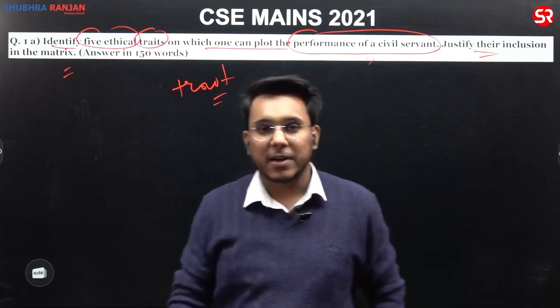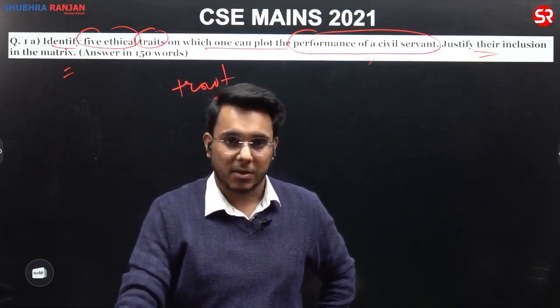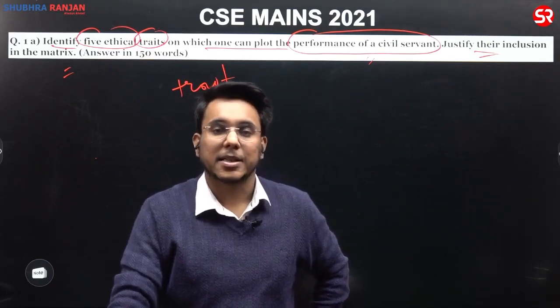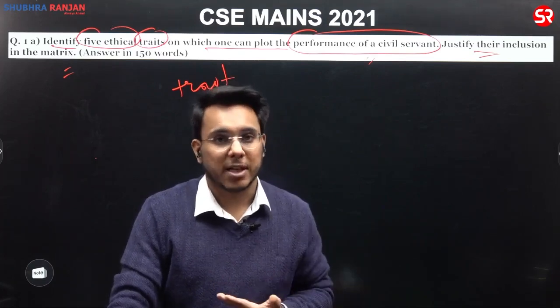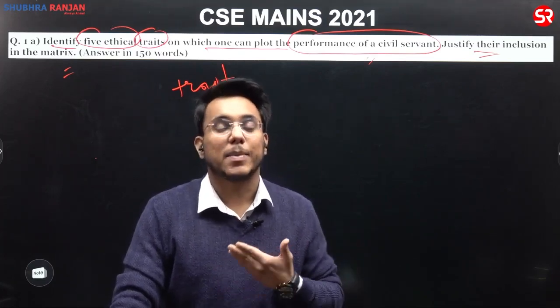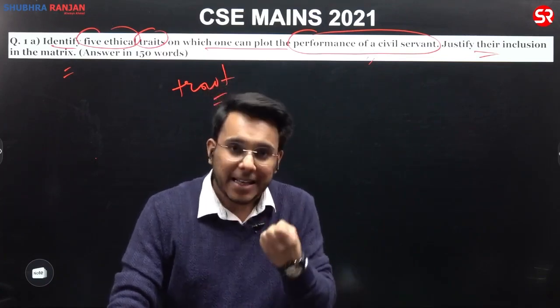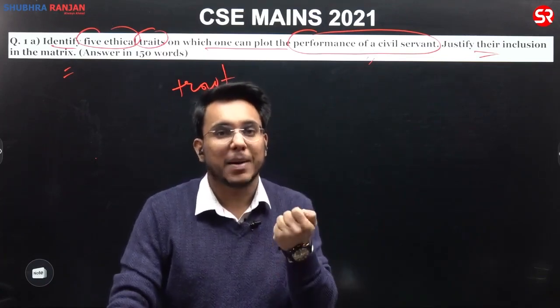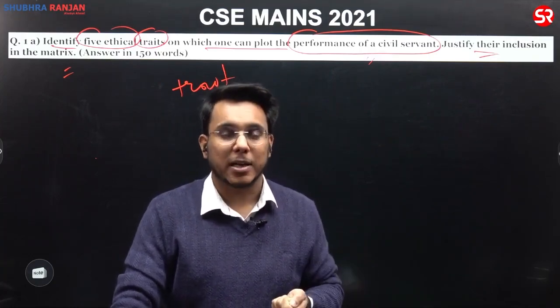Now, ethical traits can simply be defined as the characteristics, or the qualities of your character. When civil servants are concerned, they have been given a particular objective, and that objective is to serve the society. And in order to fulfill this objective, certain characteristics, certain qualities need to be there in the civil servants.